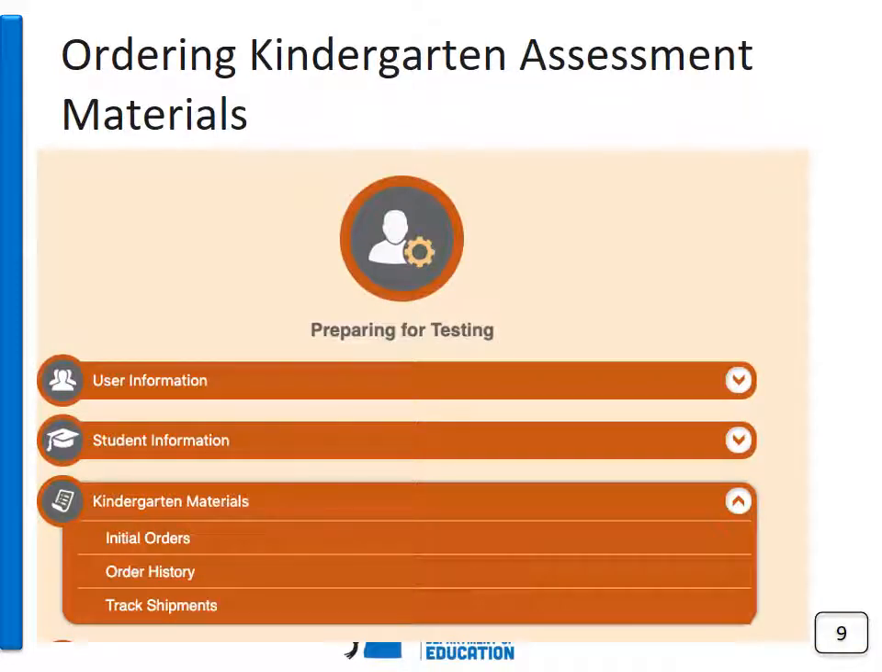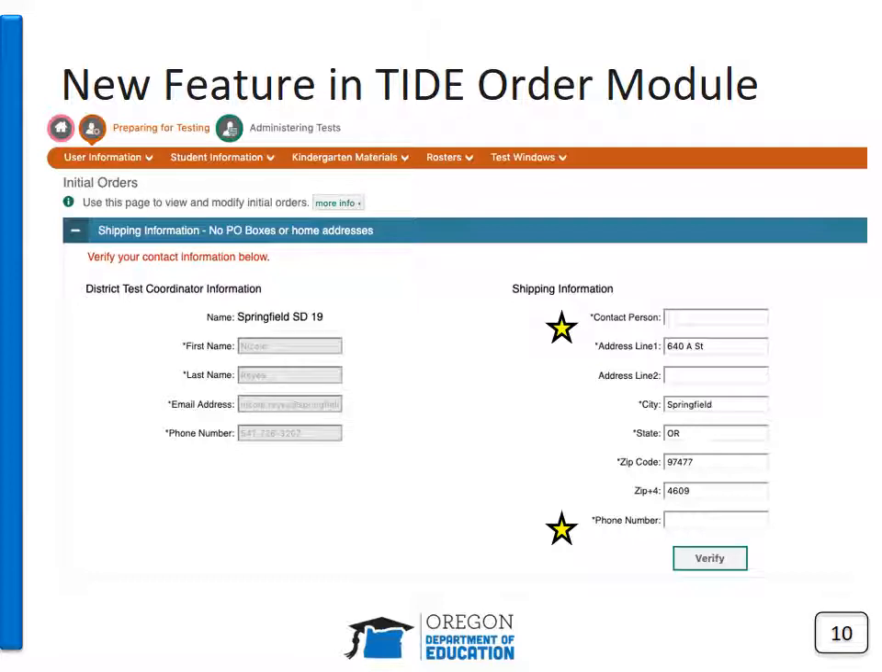All kindergarten assessment materials will be ordered in TIDE. Only district level users and district test coordinators can order these materials. Here is an example of where you will order the materials. New for 2019-20, the district test coordinator will need to verify the district address where the materials will be sent. Please enter an official district or school address. No P.O. boxes or home addresses will be accepted. District test coordinators, please also enter your contact information and phone number in case we need to contact you over the summer.